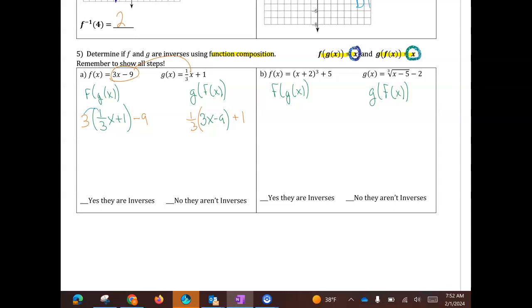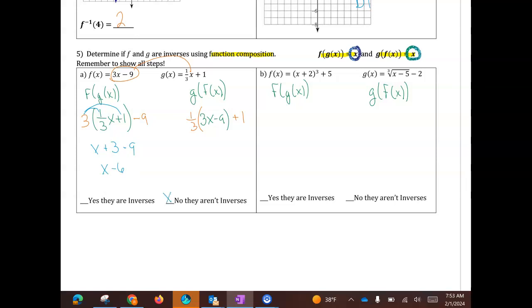So 3 times 1/3, or 1/3 of 3 is 1, or 1x. 3 times 1 is 3. I'm distributing, bring down the -9, and when I'm done, I get x minus 6. I didn't get x, so I already know the answer is no.